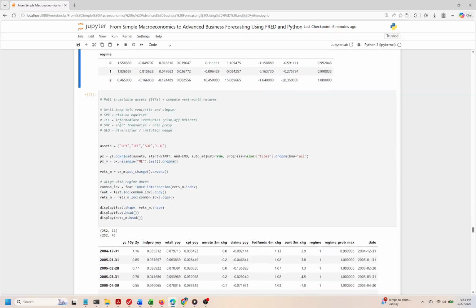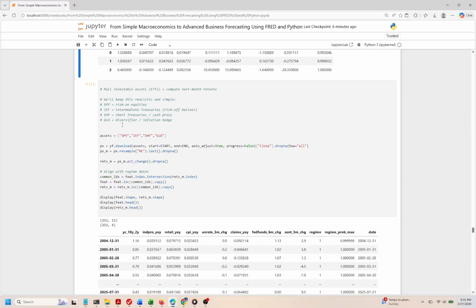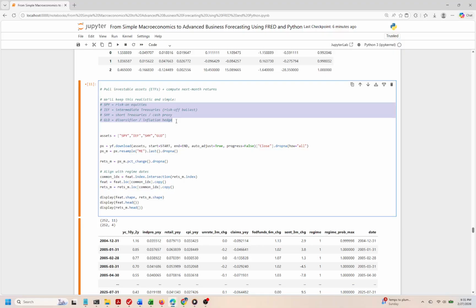Cell 24. In this cell, we're pulling in specific investable assets, namely ETFs, and calculating their returns for the next month. This is an essential step for anyone engaged in financial analysis, as understanding the expected performance of different asset classes can significantly inform investment strategies. We begin by defining a list of key assets. SPY represents risk-on equities. IEF serves as intermediate treasuries, which provide a risk-off ballast. SHY reflects short treasuries acting as a cash proxy. And GLD stands for gold, which is often viewed as a diversifier and an inflation hedge.